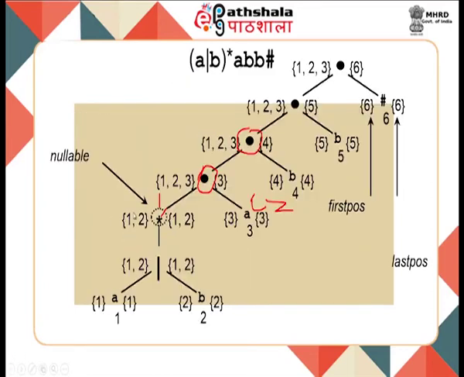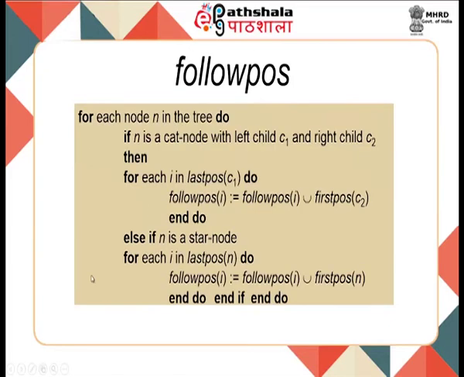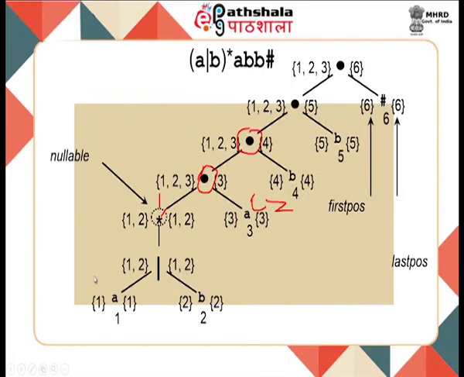Let us take a concatenation node here, which is this node. So this is a concatenation node, and what should I look for? For each I in last position of C1. This concatenation node's left child is this one, right child is this one. So this is the left child. So left child's last position is 1, 2. So I have to look at the follow position of 1 and follow position of 2 is what I am trying to compute now.